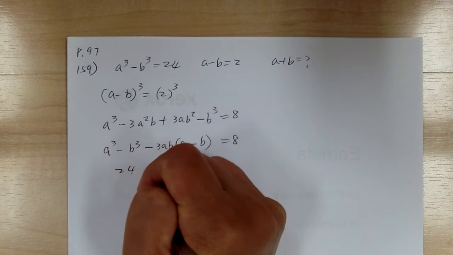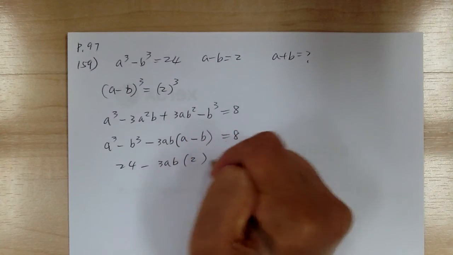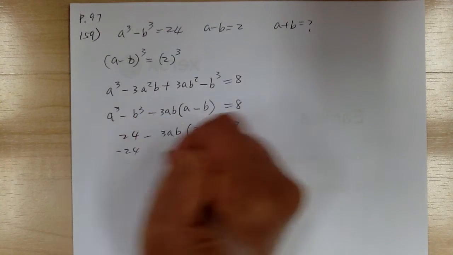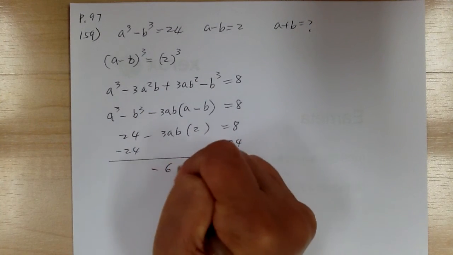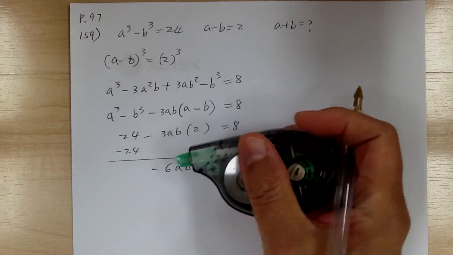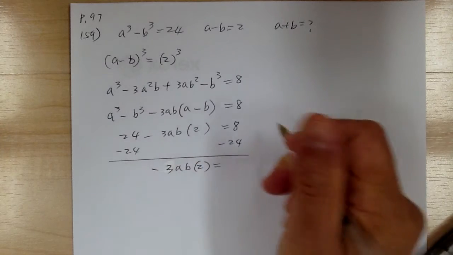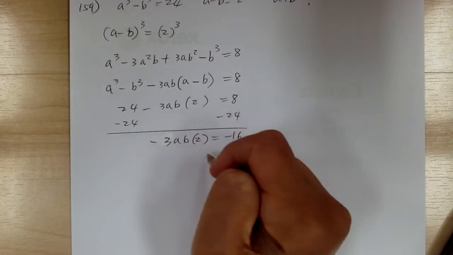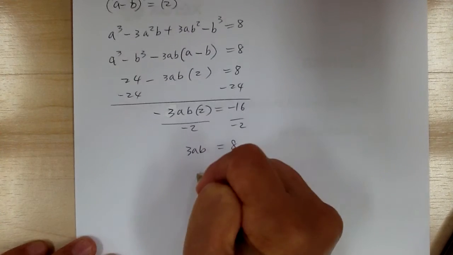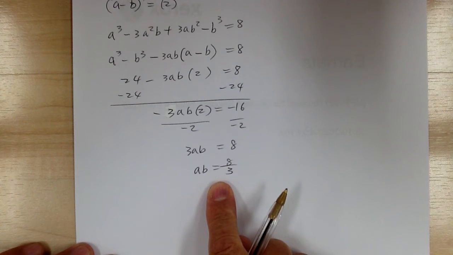So substitute, so 24 minus 3ab, and we also know that a minus b equals 2. Okay, so minus 24, negative 6ab. That's not multiplied because we're going to divide anyway. So 3ab times 2, one step at a time, so negative 16. Then we're going to divide by negative 2, so 3ab equals 8, so ab equals 8 over 3. So that's going to help a little bit, okay?